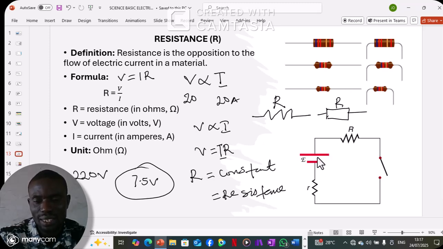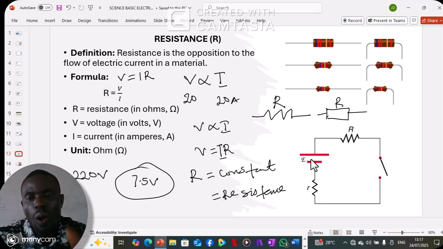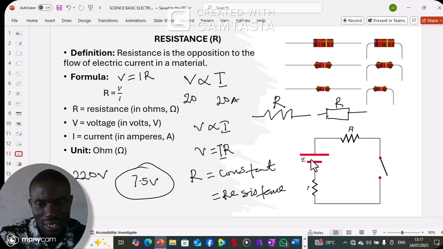Okay, what you are seeing here is the symbol of a battery. The shorter one is the negative terminal, while the long one is the positive terminal. This one is a key or switch. We have internal resistance. See this small letter r is the internal resistance of the battery that will not allow this battery to discharge all its energy. Okay, so that's internal resistance.